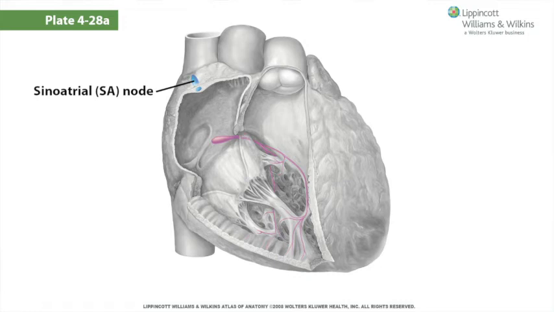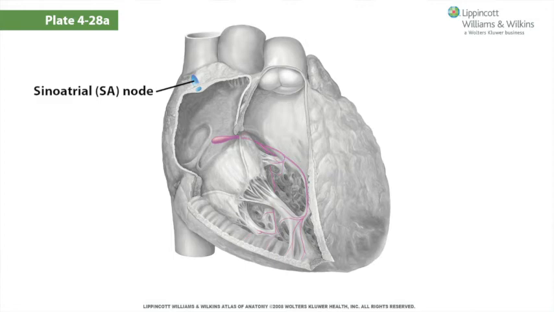It is named the sinoatrial node because it is located on the border of the sinus venarum and the muscular portion of the right atrium, about where the superior end of the crista terminalis intersects with the inner surface of the superior vena cava. Autonomic nerves converge on the sinoatrial node to regulate the rate at which its cells depolarize.